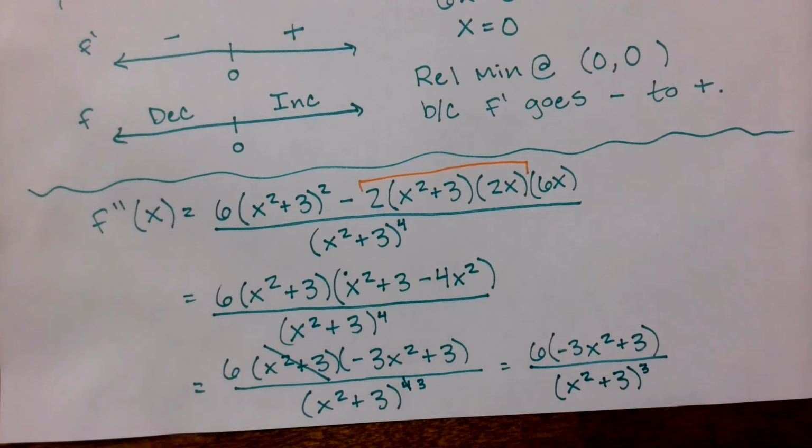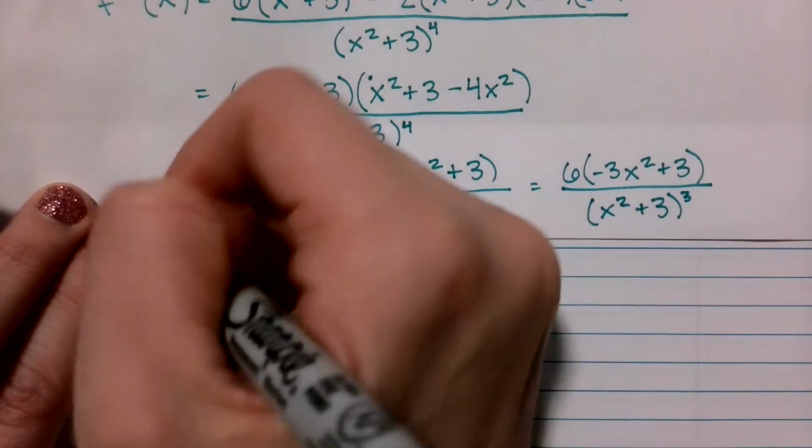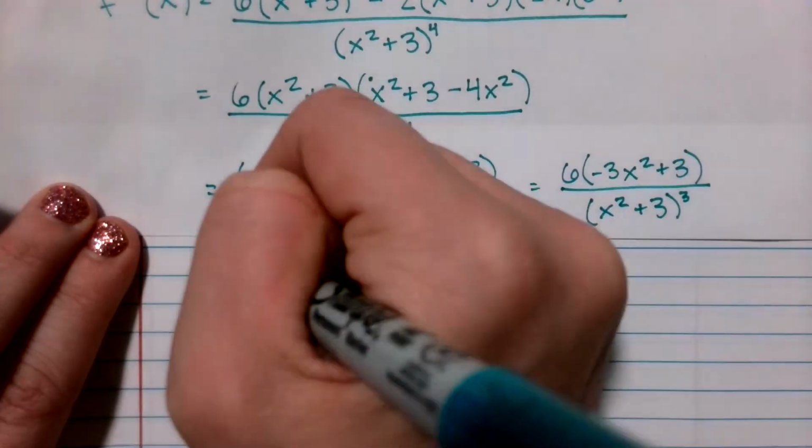And I'm going to need another piece of paper. So I finally have my f double prime. I am setting that equal to 0 so that I can find my points of inflection.